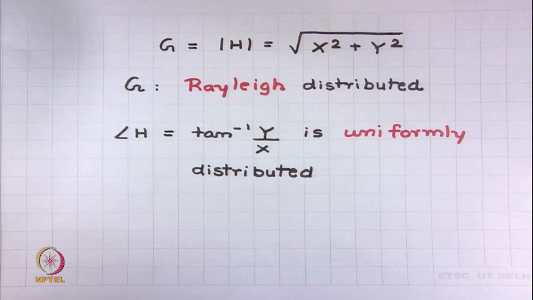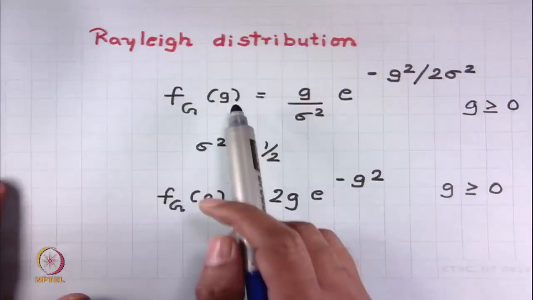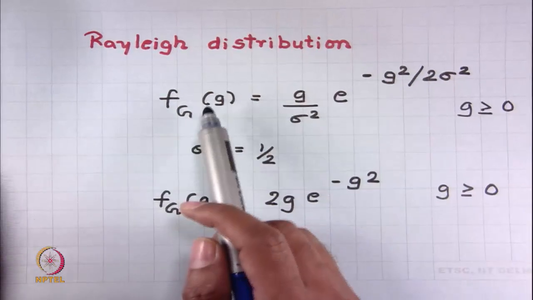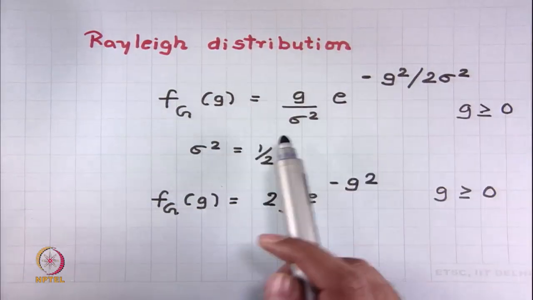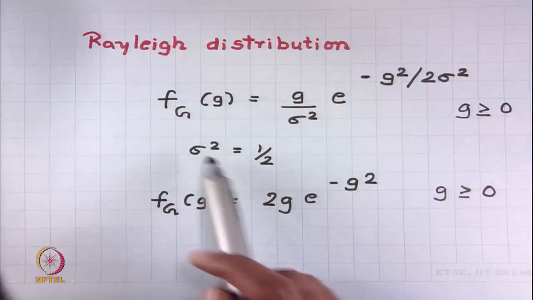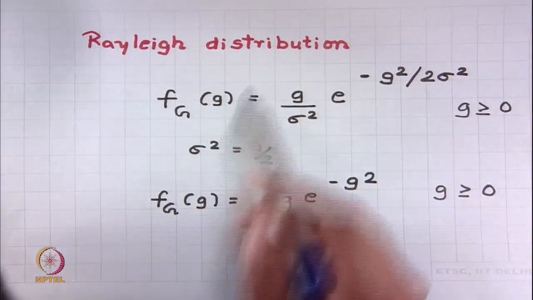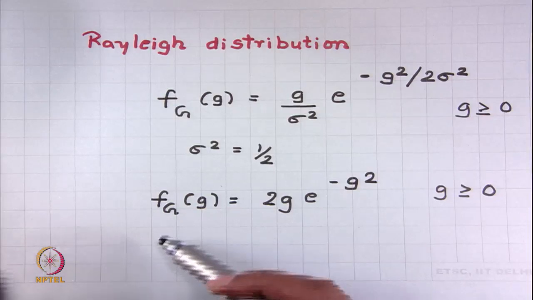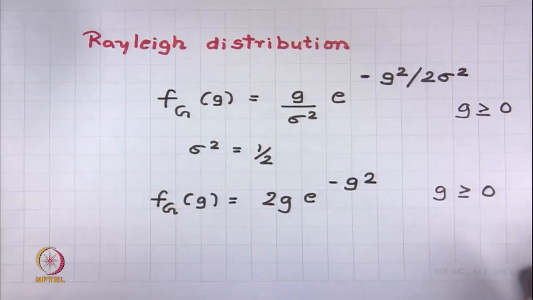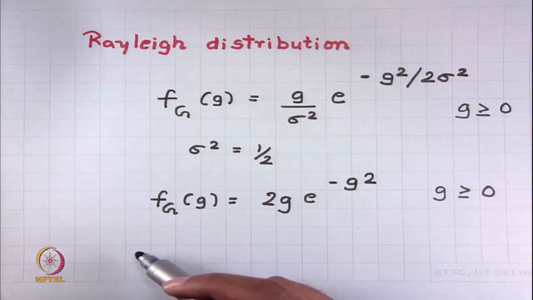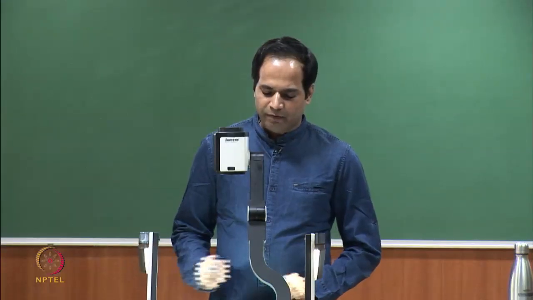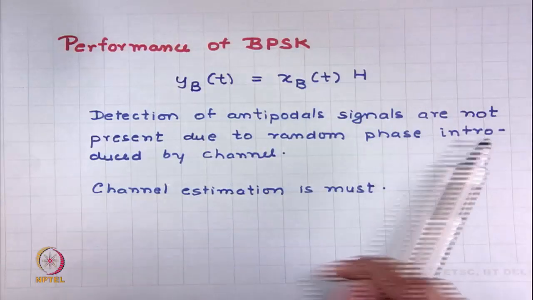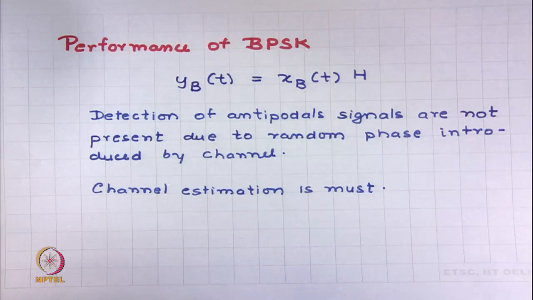Let us revise this Rayleigh distribution. So, we have seen that the probability density function of the Rayleigh distribution looks like this, okay. And if you assume the variance to be half, then the probability density function of the Rayleigh distribution looks like this, okay. So, for the derivation in this lecture, we will assume that the variance is simply half, okay. Now, with these assumptions, let us see if we can think about the performance evaluation of binary phase shift keying.